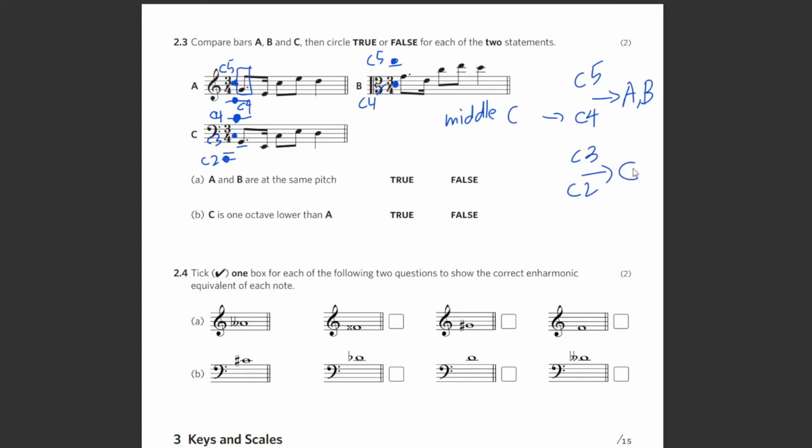Now let's take a look at these two statements. A and B are at the same pitch. Yes, they are both between C4 and C5. C is one octave lower than A. So this is one octave, two octaves. So no, it is not true because it is 2 octaves lower than A.